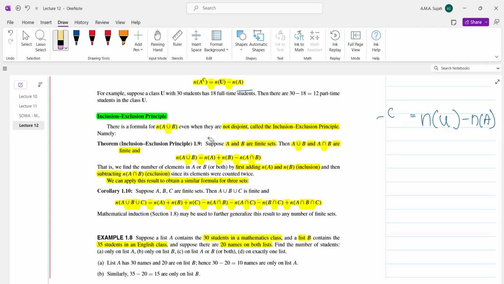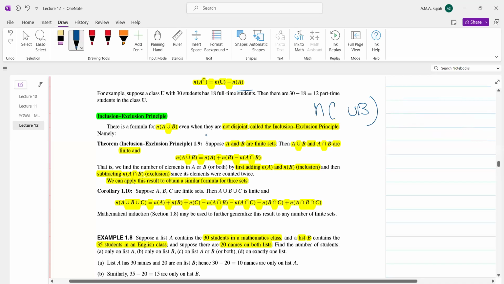Okay, today we are going to discuss the inclusion and exclusion principle, right? The inclusion and exclusion principle is related to the equation for the number of elements in A union B. If you write an equation to find the elements of A union B, we can call that the inclusion exclusion principle. Previously we knew the number of elements in A union B is equal to the number of elements in A plus the number of elements in B when A and B are disjoint sets.